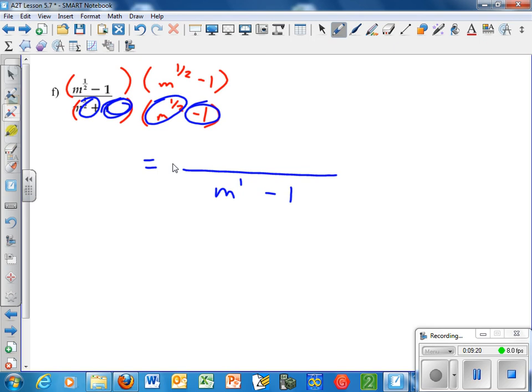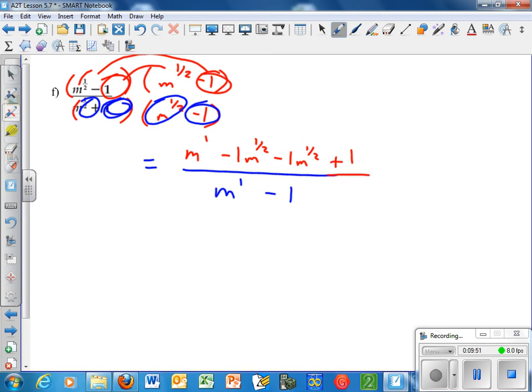On the top, we got a FOIL. So m to the 1/2 times m to the 1/2 is m to the 1st. It's m to the 2/2, but I'm going to go ahead and write it as 1 right away. Minus 1m to the 1/2 for my outside. And then the inside would also be minus 1m to the 1/2. And then we have negative 1 multiplied by negative 1, which is plus 1.